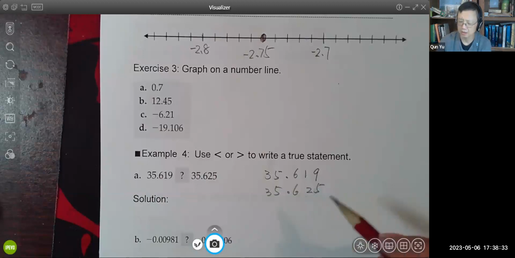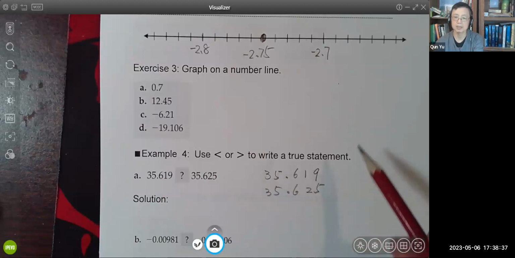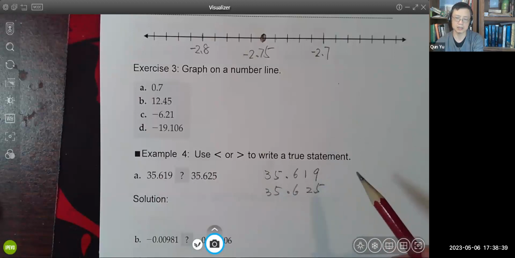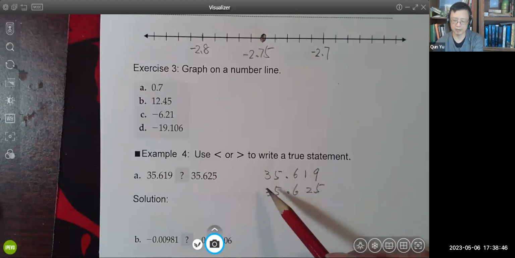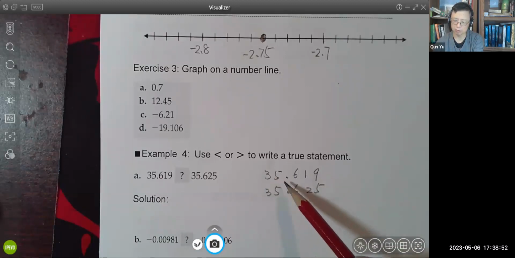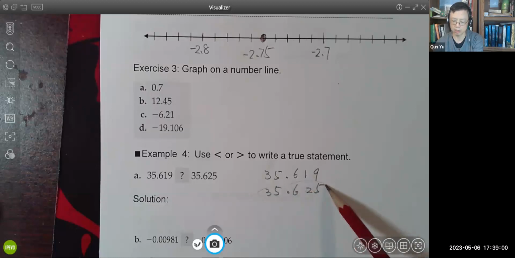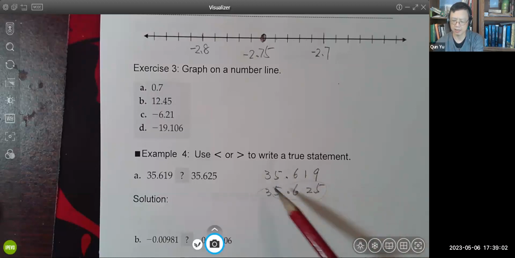35.625. Now we compare this digit by digit from the left to the right, because in our system, the digits to the left have higher place values. That's why we compare the leftmost digits first. These two are the same, so move on to the next column. These two also the same. These two also the same. Now look at these two. This one is bigger. As a result, this whole thing is bigger. So the second number is bigger.